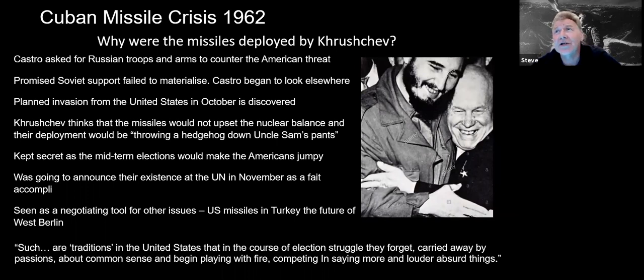And his idea was to say, we've got these missiles, that's tough, and what are you going to do about it? His idea, Khrushchev's, was that if the Americans objected, he would then propose a swap: you take your missiles out of Turkey and possibly Italy, and then we'll talk about the future of West Berlin. If anybody knows, Berlin was divided after the war into east and west, but Berlin was actually far inside East Germany.